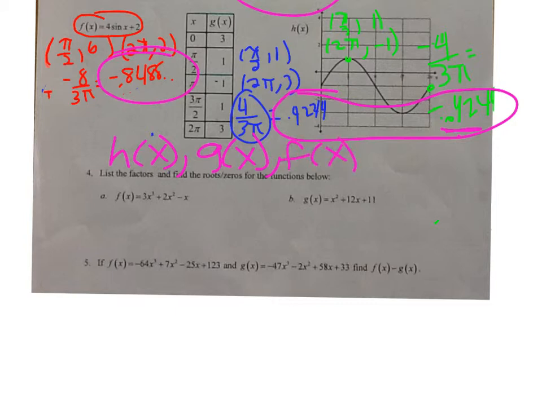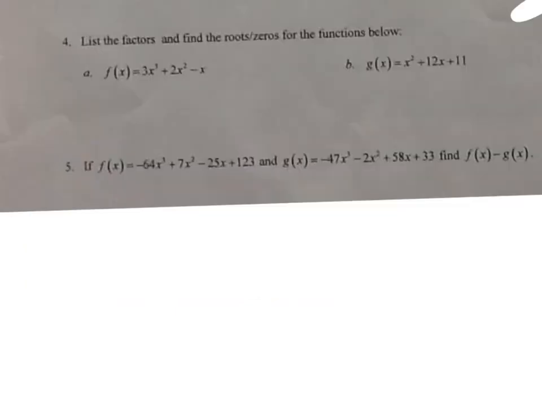Okay, so let's take a look at number 4. Number 4 says to list the factors and find the zeros, the roots. So we're looking for the zeros of the functions below. So let's start with f of x is equal to 3x cubed plus 2x squared minus x.